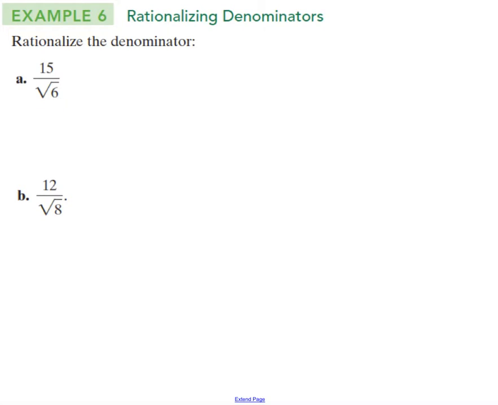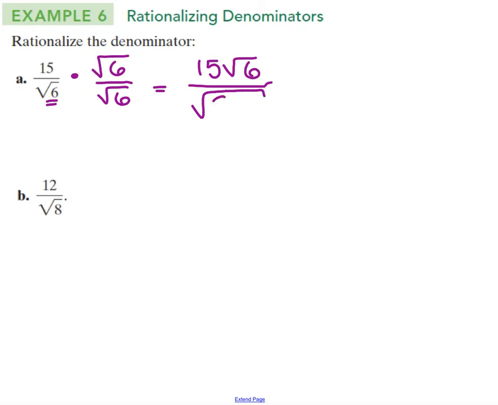Part A, 15 over the square root of 6. There is a square root of 6, a radical, in the denominator. We need to rationalize it. So we look at the denominator, it's square root of 6. So we take the numerator and the denominator and multiply by square root of 6. Now we multiply across. 15 times square root of 6 is 15 square roots of 6. Then the denominator, multiply across. Square root of 6 times square root of 6 is 36, because 6 times 6 is 36.